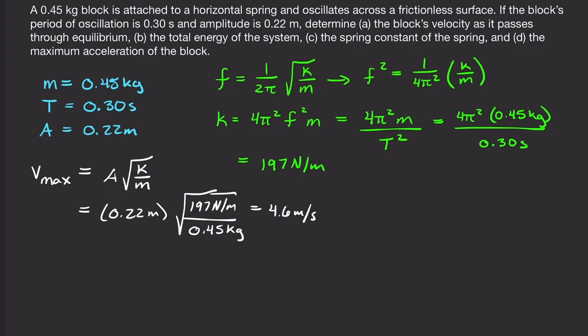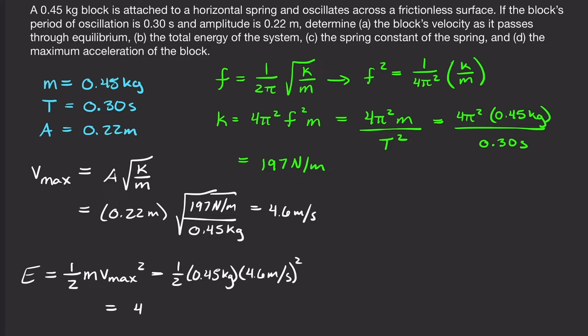Now the total energy, now that I have found the maximum velocity, I know the total energy is all kinetic when velocity is maximum as it passes through equilibrium. So this will be 1/2 m v max squared, or 1/2 times 0.45 kilograms times the velocity we just found, 4.6 meters per second, all squared. And that gives a total energy of 4.76 joules.